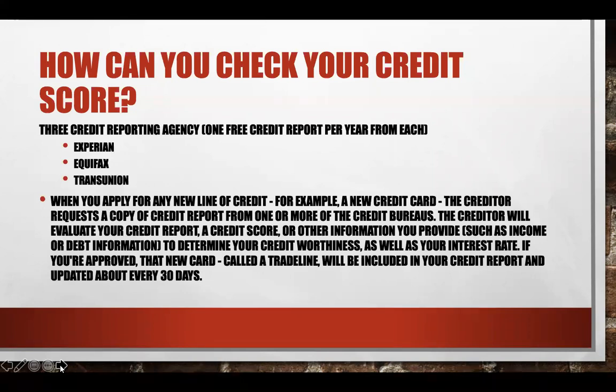When you apply for any new line of credit, for example, a new credit card, the creditor requests a copy of the credit report from 1 or more of the credit bureaus. The creditors will evaluate your credit report, a credit score, or other information you provide, such as income or debt information, to determine your credit worthiness, as well as your interest rate. If you're approved, that new card, called the trade line, will be included in your credit report and updated about every 30 days.